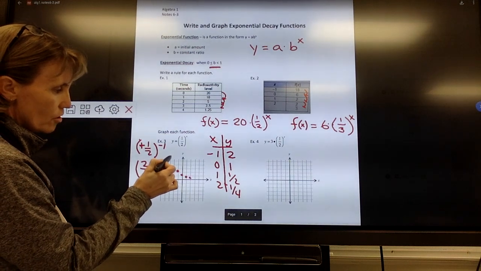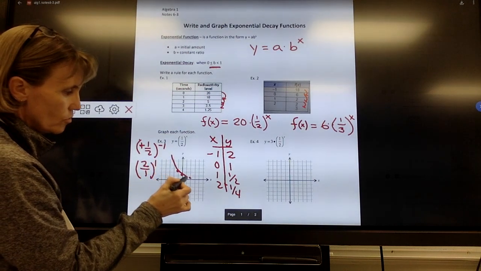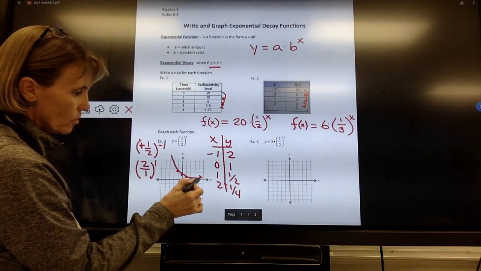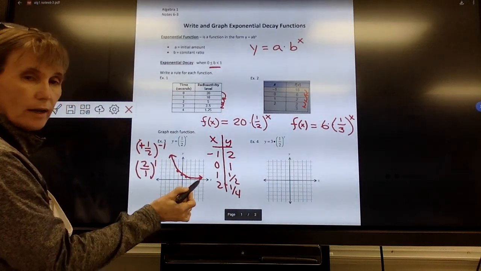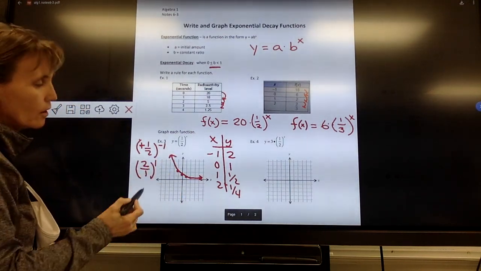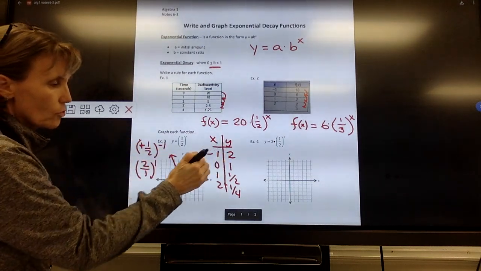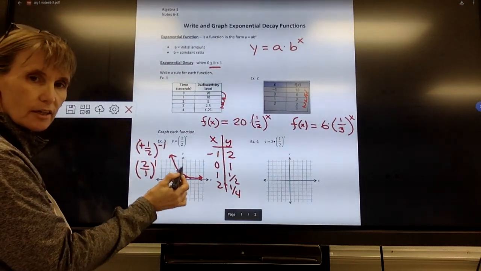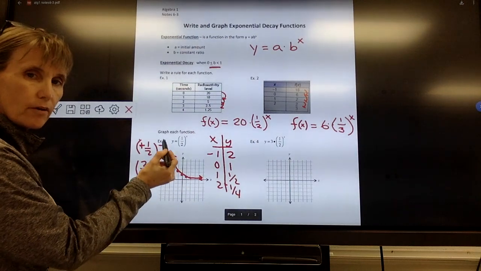So now we're going to start high, and as we move to the right, we're going to get smaller and smaller and smaller. Again, I still put arrows on both ends of my curve, but notice as I'm going to the right this time, that value is decreasing, and that's why we call it decay. The value is dropping.